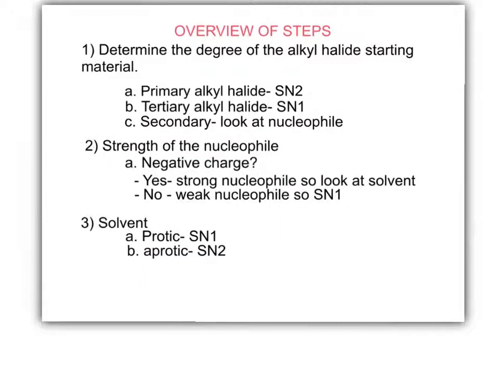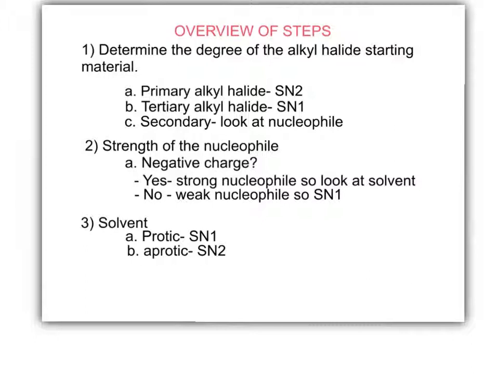Okay, so now let's just look at a brief summary of everything we've learned so far. Of course, your first step is to determine what degree of alkyl halide you are dealing with. If you have a secondary alkyl halide, we need to look at the strength of your nucleophile. And if you have a strong nucleophile, we have to look at what type of solvent we have. Do we have protic, which would have hydrogen bonding, or do we have the polar aprotic solvent, which does not have hydrogen bonding?